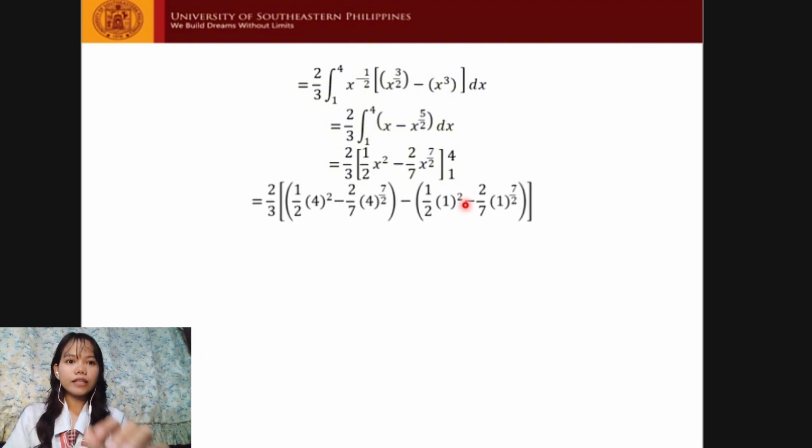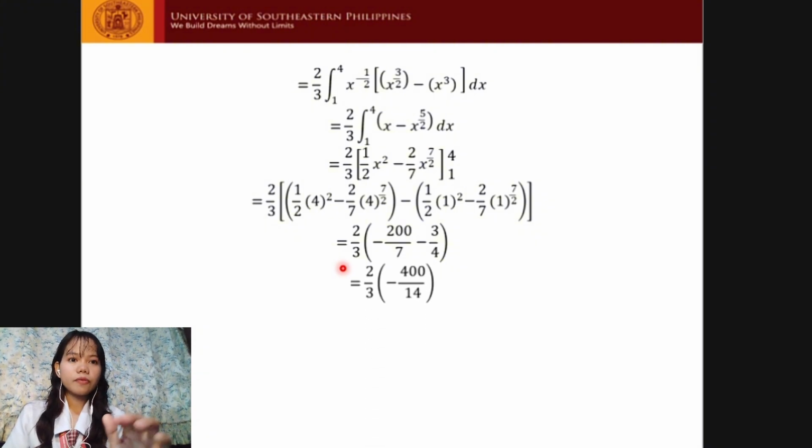So what we have right now is 2/3 multiplied to this expression, which is 1/2 times 4 raised to 4 squared minus 2/7 times 4 raised to the power of 7 halves, minus 1/2 times 1 squared minus 2/7 times 1 raised to the power of 7 halves. So to simplify this expression, what we have right now is negative 200/7 minus 3/4 multiplied to 2/3.